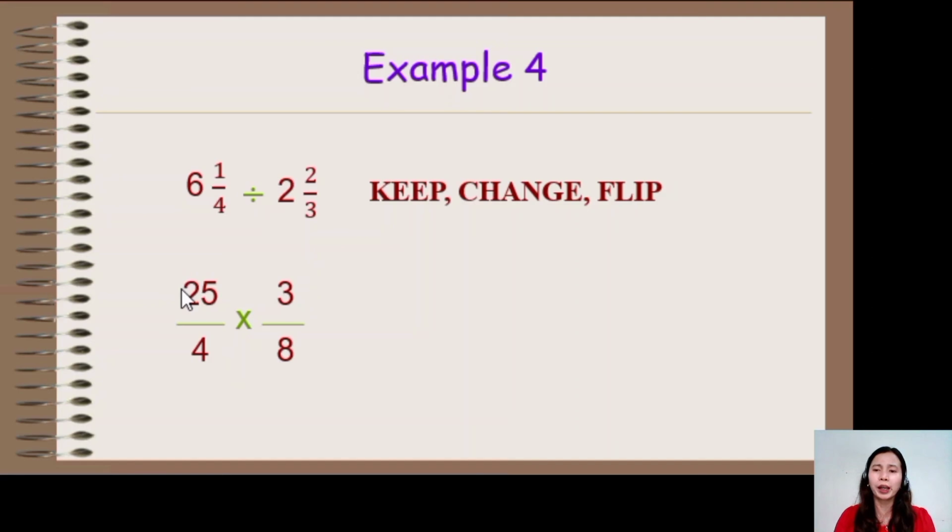Then you can multiply numerator to numerator, denominator to denominator. So that is 25 times 3 is 75. Then 4 times 8 is 32. Then get the simplest form of this. So we have 2 and 11 over 32.